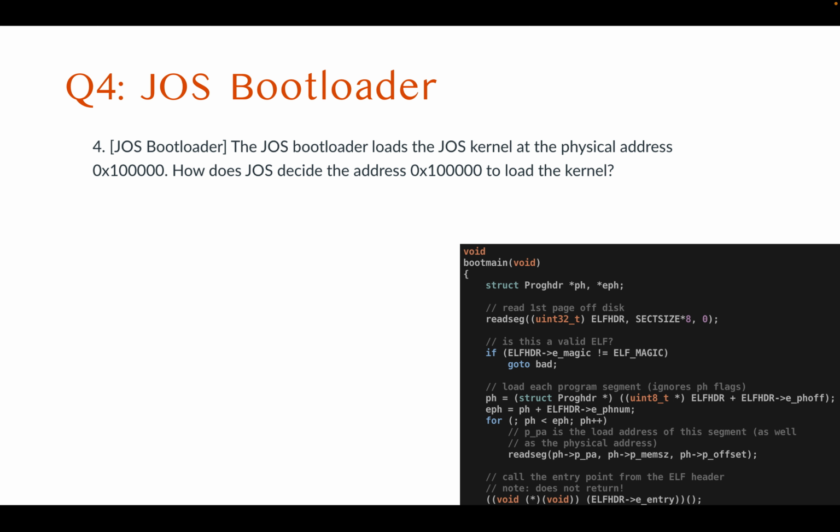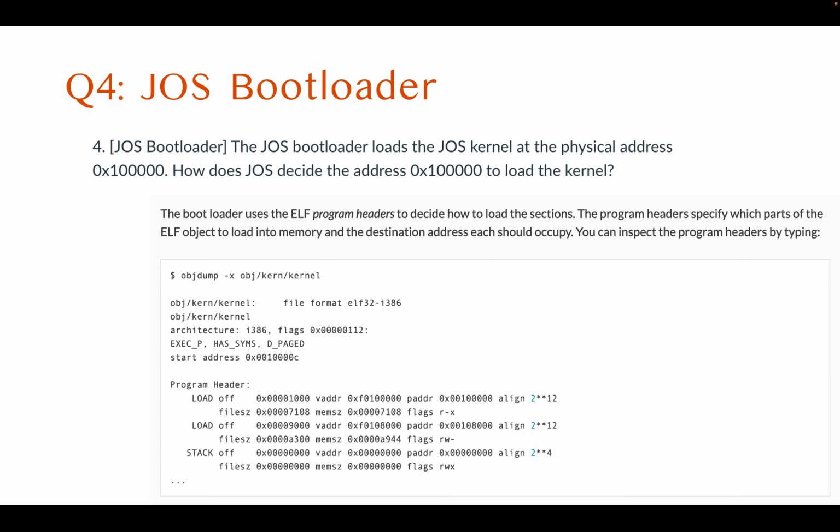And in our lab tutorial description page, it describes that the bootloader uses the ELF, executable linkable format, program headers. What this header does is specify the code address, read and executable, that's the code area. The code area starts from the physical address 1 mega, and the size is 0x7108. And then read, write, not executable, this is the data part of the kernel.